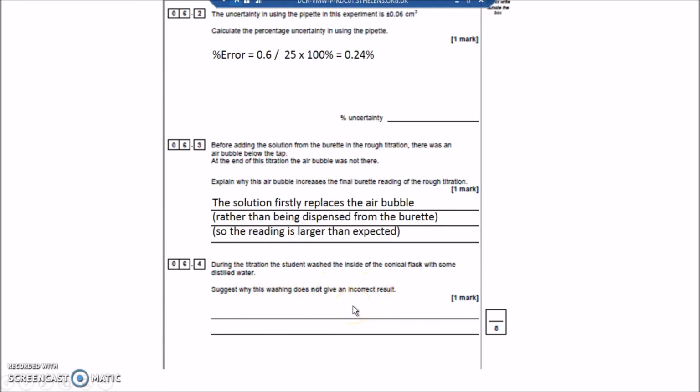Well, there's two reasons that you can put there. You get 1 mark for saying it in different ways. One, the water doesn't react, so there's no problem adding water to it. And or the number of moles of sodium hydroxide in the flask is unchanged. You've not removed any sodium hydroxide from there. So either of those two. The water does not react is probably the easiest answer to remember.